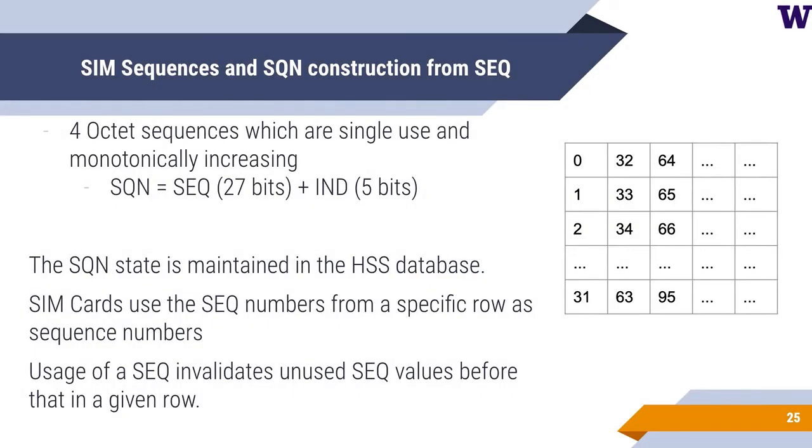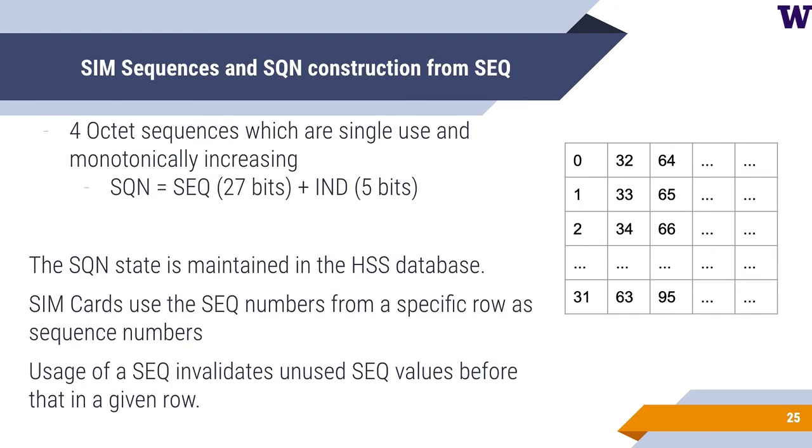Sequence numbers are particularly interesting because these are one-time use values, which are organized into a matrix by MOD32. The mobile device uses the sequence numbers in a specific row vector every time it needs to authenticate and join the network. Once a vector is used or skipped, it invalidates the value and the values preceding the sequence used in the row vector.